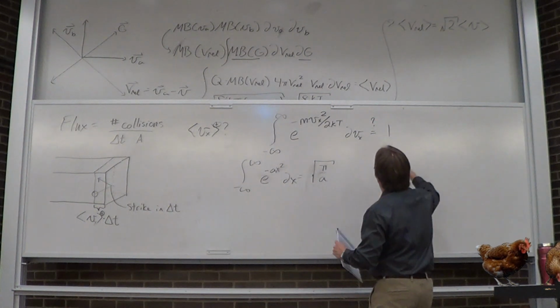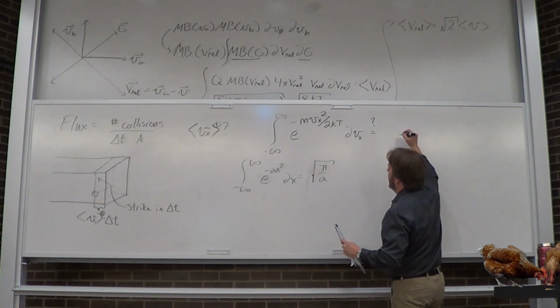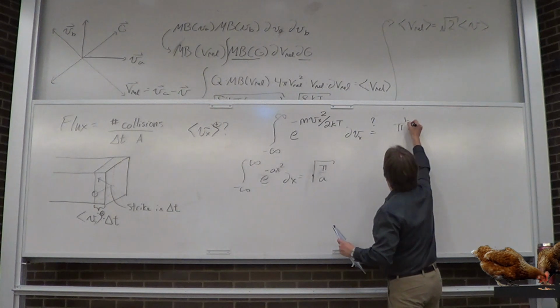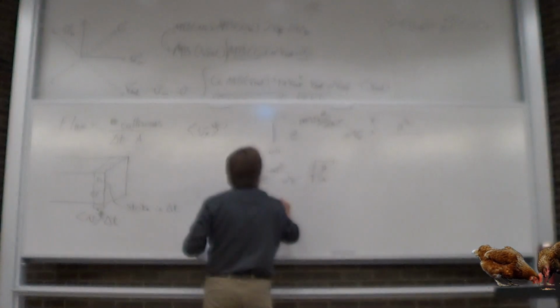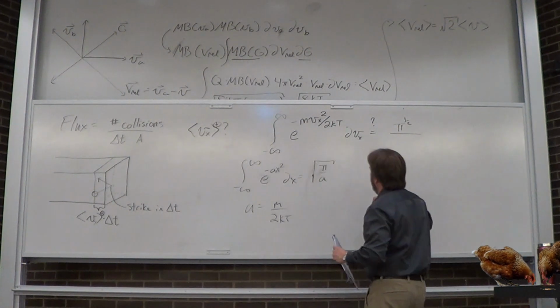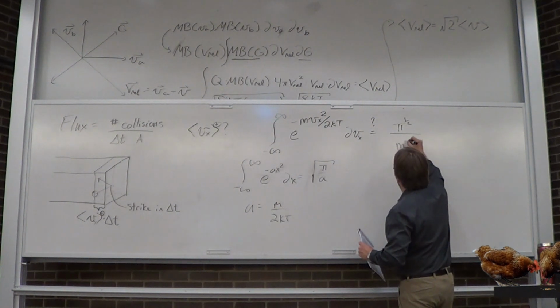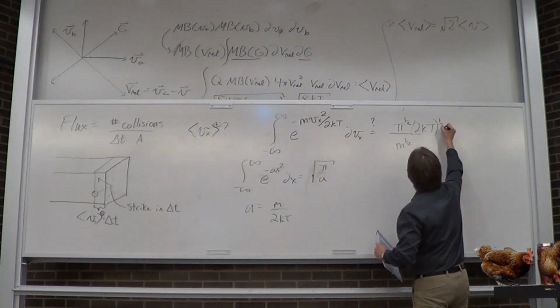Okay. All right, so do I get 1? Let's see what I get. I get pi to the 1/2. A is m over 2kT. Okay, there's the 2. m to the 1/2, 2kT. Okay, so there you go.